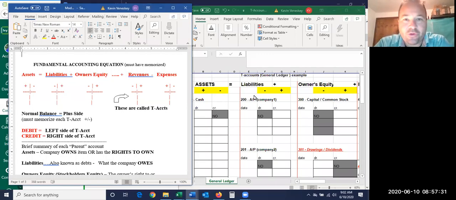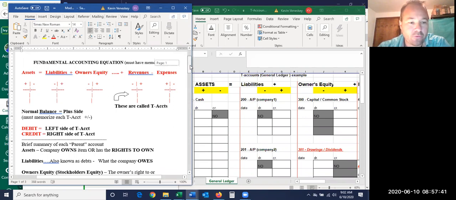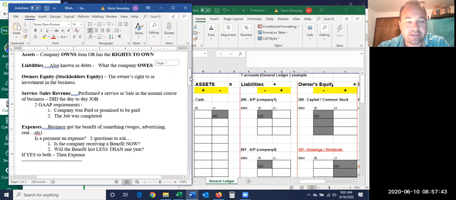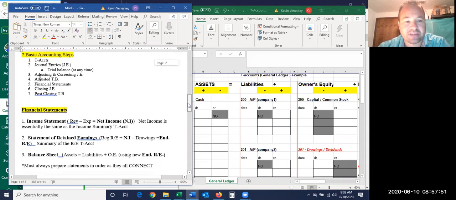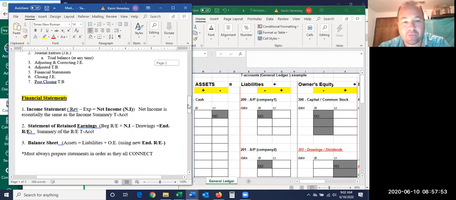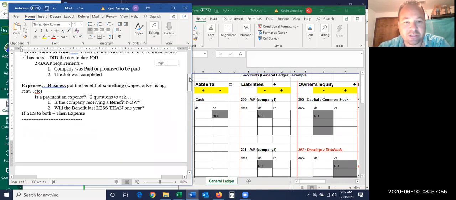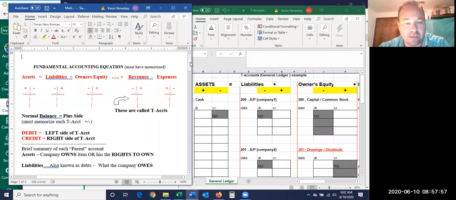Okay, we're going to continue on from our lecture notes from module one. And if you remember this, we had briefly begun to go through these. We mainly looked at the definitions of the primary accounts, the parent accounts, the assets, all the way through expenses. And then we talked about the 7 steps and then the financial statements. Well, we're going to hit the rest of these notes today in quite a bit of detail.